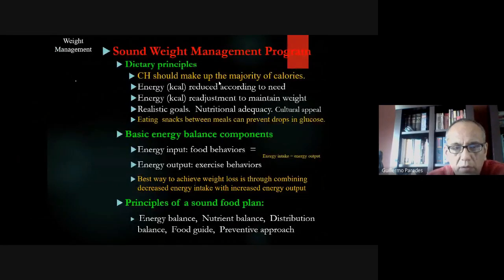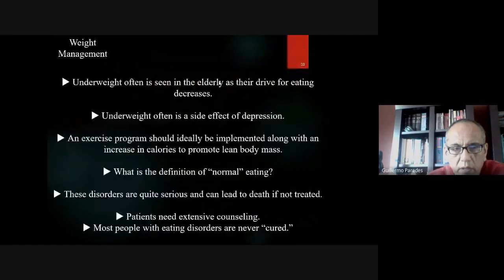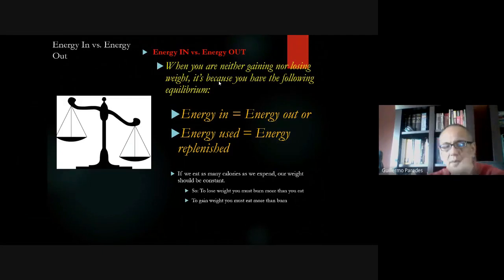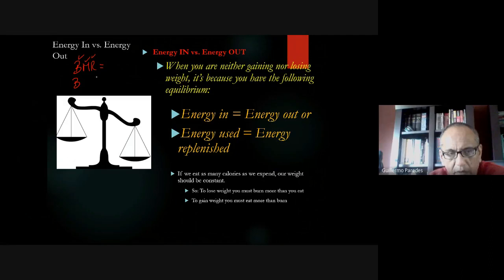All right, so I'm going to remind you what I want you to remember. We talk about anorexia nervosa and anorexia. What is the difference between them? That is the part I want. Okay, so energy in and energy out. I know that we were talking about the BMR, right? What is the BMR, please? Basal metabolic rate. And how much is it for a female? How much is the BMR? And for a male?